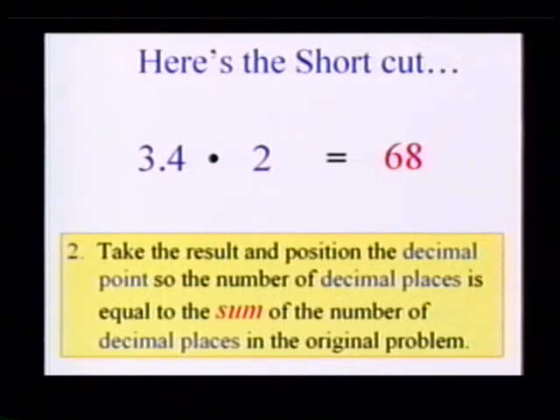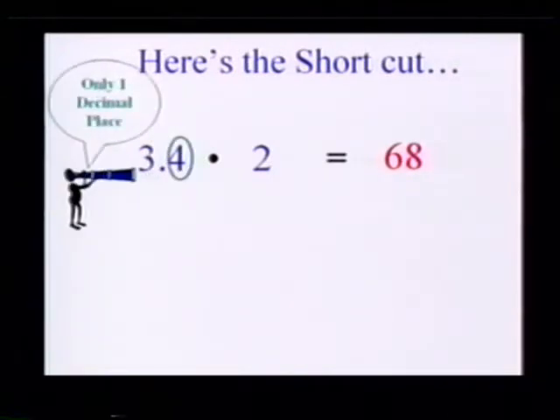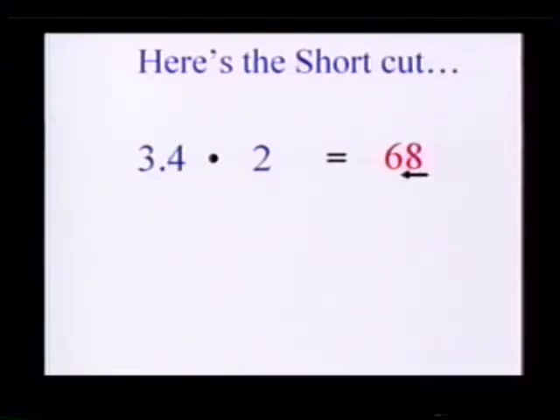So we're going to take the result, 68, and we're going to position the decimal point the number of decimal places equal to the sum in the whole problem. Well, that was easy in this case. There was only one, the 4. So we're going to see only one, move it over one place. It's going to be that much smaller. And the answer is 6.8. Yes! That's the deal.